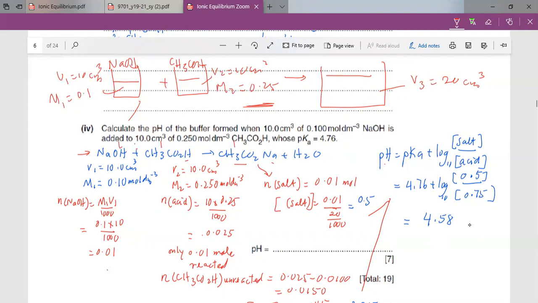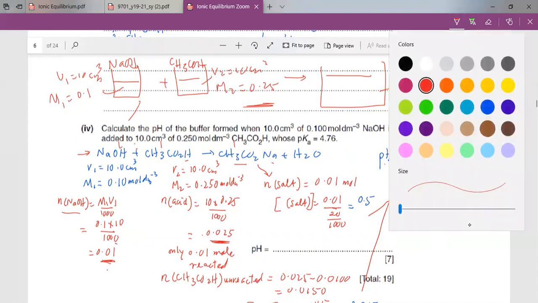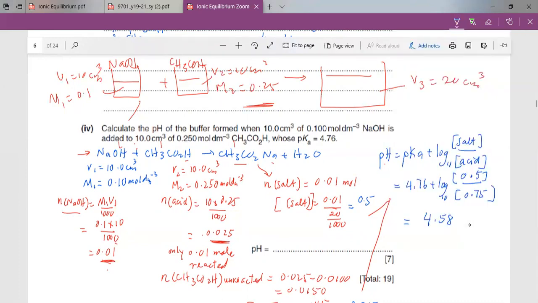So I want to find how many moles of NaOH is there. The number of moles of NaOH is the original before reaction. The number of moles of ethanoic acid is on here. I know that it's 0.01 mole, so now 0.01 mole here. Of course, we react with 0.01 mole of this one here, to form the salt, 0.01 mole.